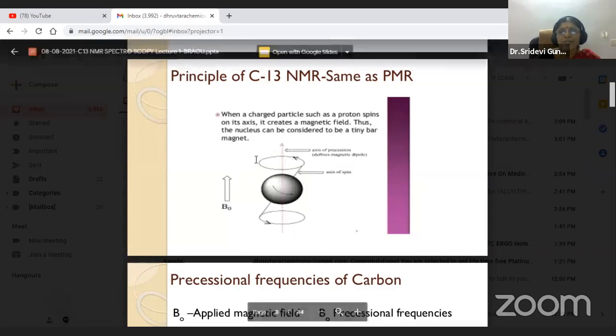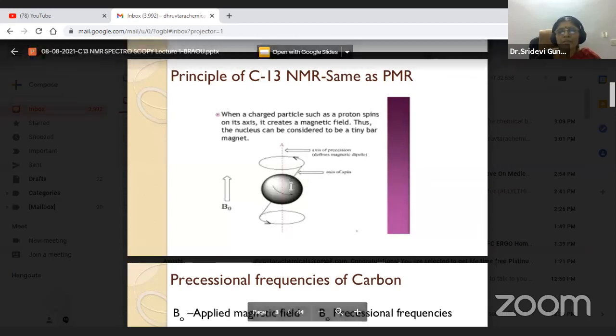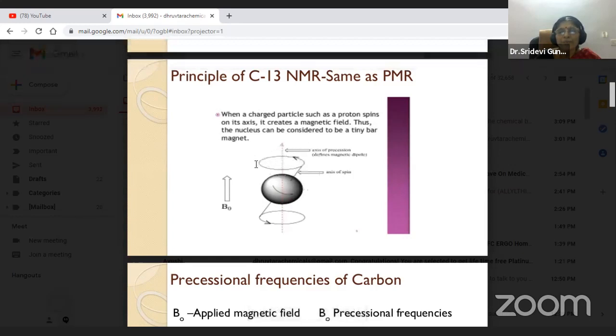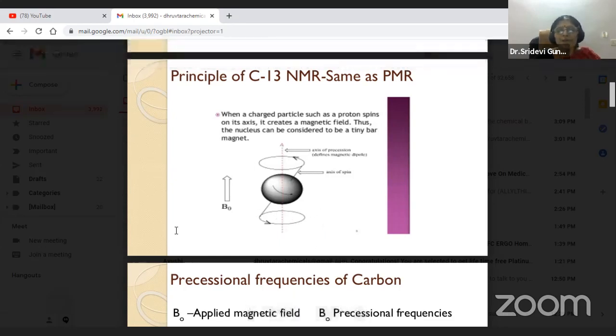It has a particular frequency. What is the axis of spin? This is the axis of spin. This is a spinning nucleus, behaving just like a tiny bar magnet. It is spinning as well as precessing. Spinning is around its own axis. Take an example: when you go to a temple and revolve around yourself, that is spinning.